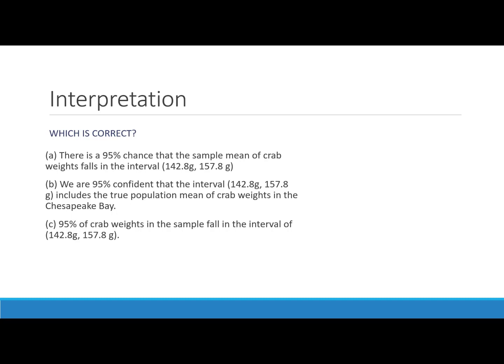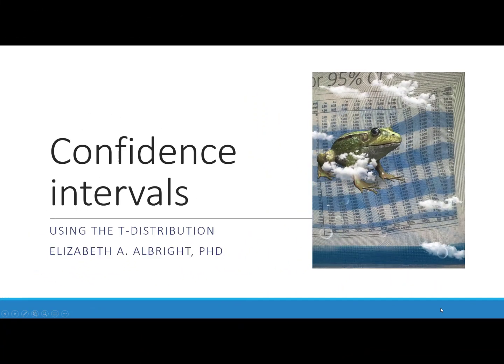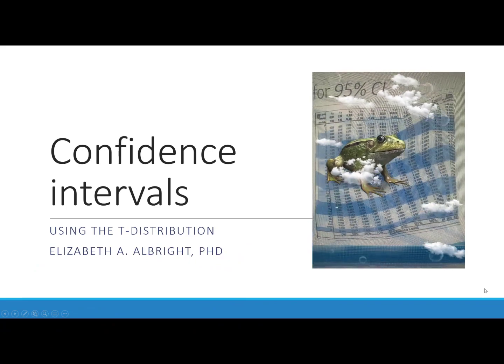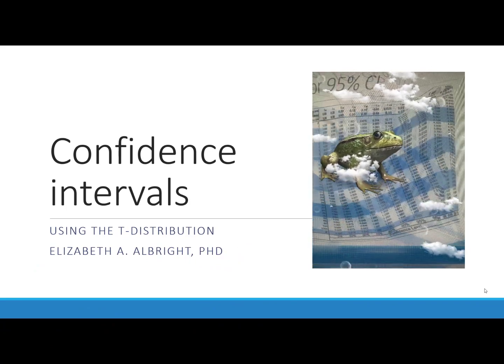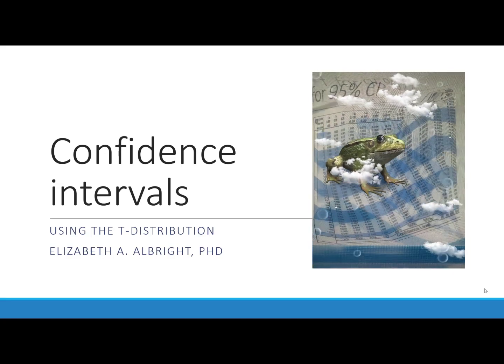And the correct answer is B, or the correct interpretation. All right, we are 95% confident that the interval 142.8 grams to 157.8 grams includes the true population mean of crab weights in the Chesapeake Bay. Remember that the true population mean is typically unknown, but is a fixed value, and the random variable is the sample mean, or x bar. And so it's the intervals that will vary, and we're 95% confident that this interval will include the true population mean.